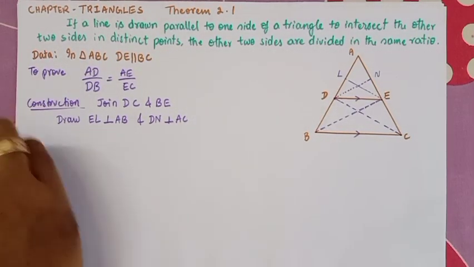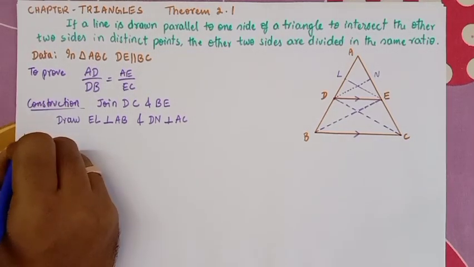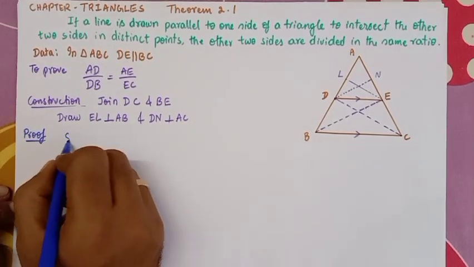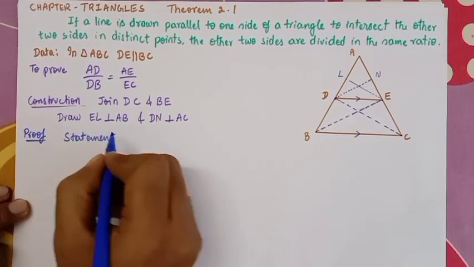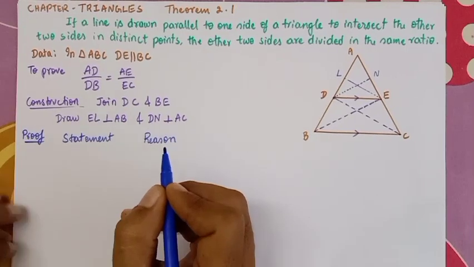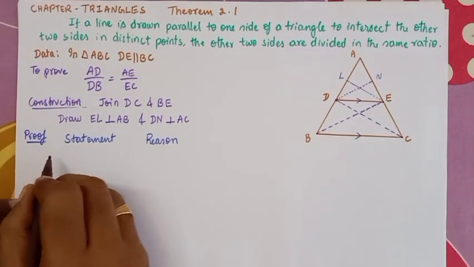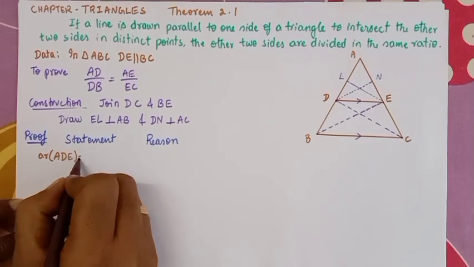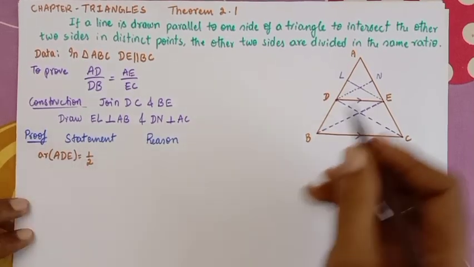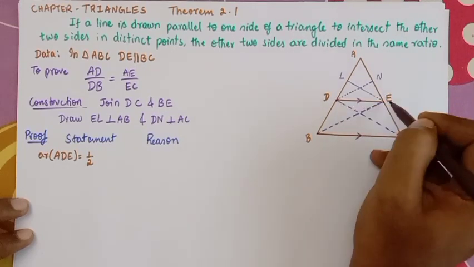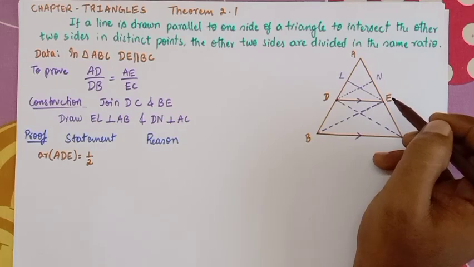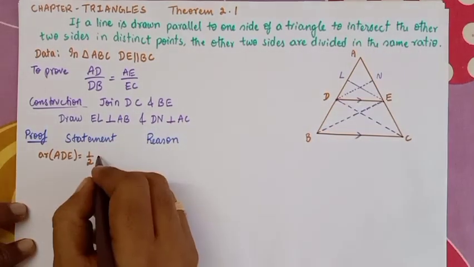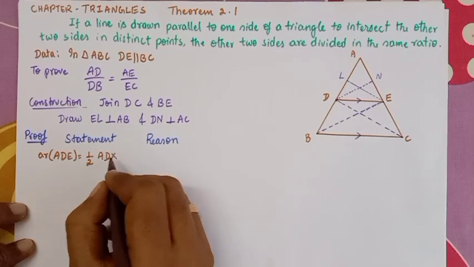Next, the proof of this theorem. So as usual, statement and reason. Statement, reason. Area of triangle ADE is equal to half into base into height. Here we have taken this triangle ADE. It is half into base into height. We will take AD as the base, half into AD, into height.